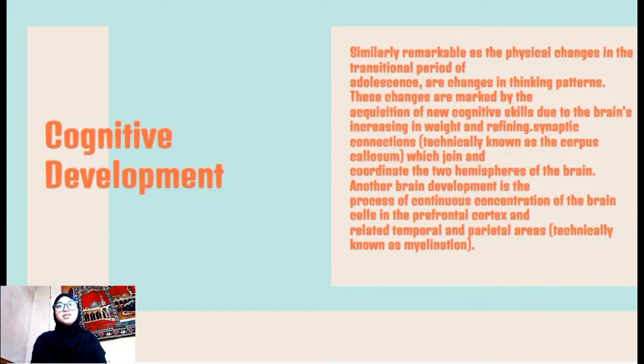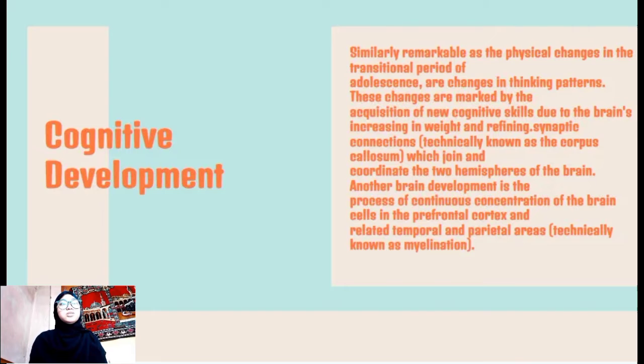Cognitive development. Cognitive development is similarly remarkable as the physical changes in the transitional period of adolescence: changes in thinking pattern. These changes are marked by the acquisition of new cognitive skills through the brain's increasing weight and refining synaptic connection, technically known as the corpus callosum, which joins and coordinates the two hemispheres of the brain.